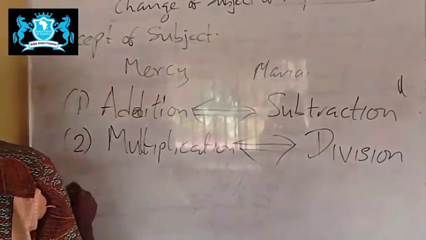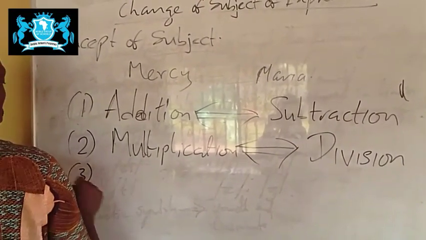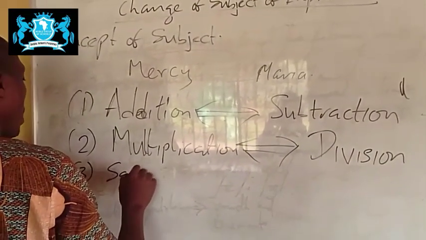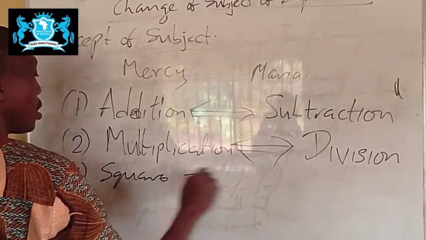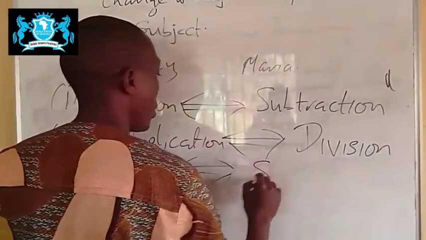Conjugate number 3, you have square, double arrow, square root.